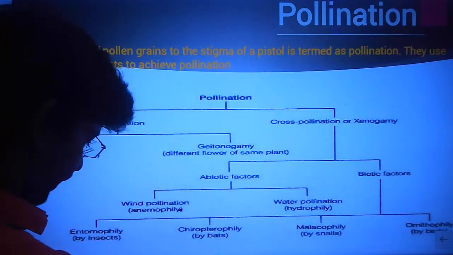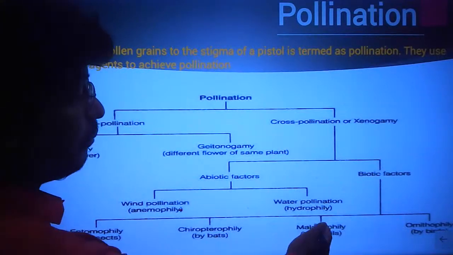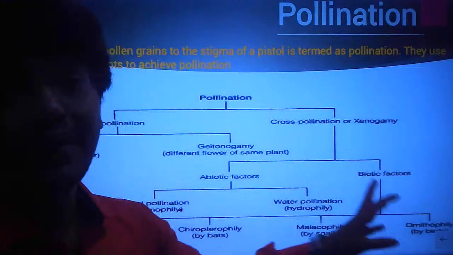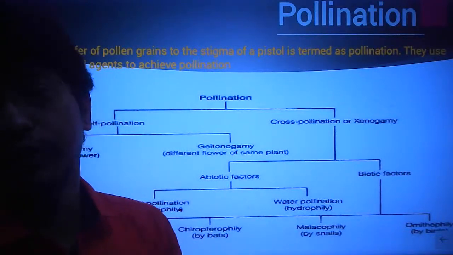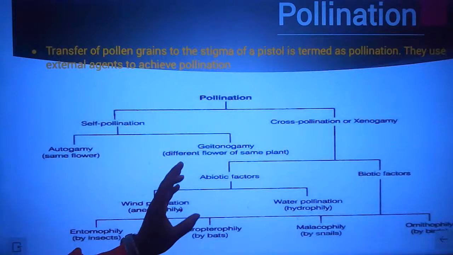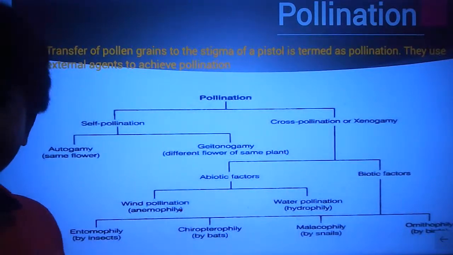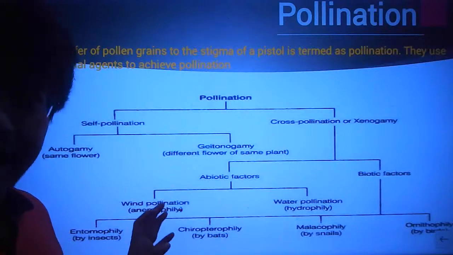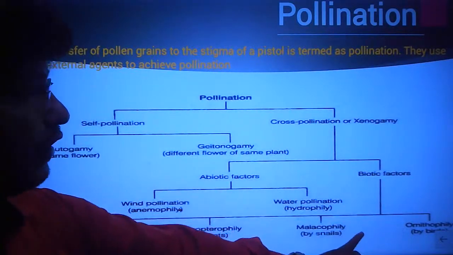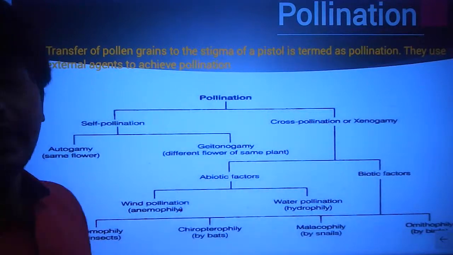Chiroterophily. Okay, fine. And by means of snails, we call it malacophily. Birds, we call it ornithophily. So these are the terminologies that you should recollect, and be extra cautious. Fine. So all the insects come under entomophily. This comes under the biotic factors, and the abiotic factors are wind pollination and water pollination.